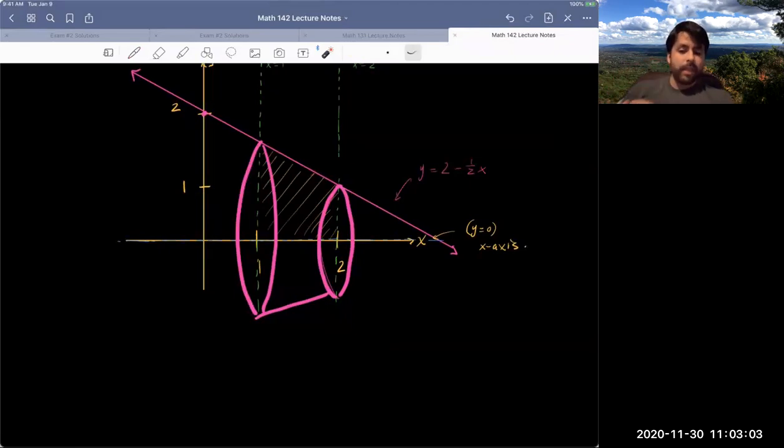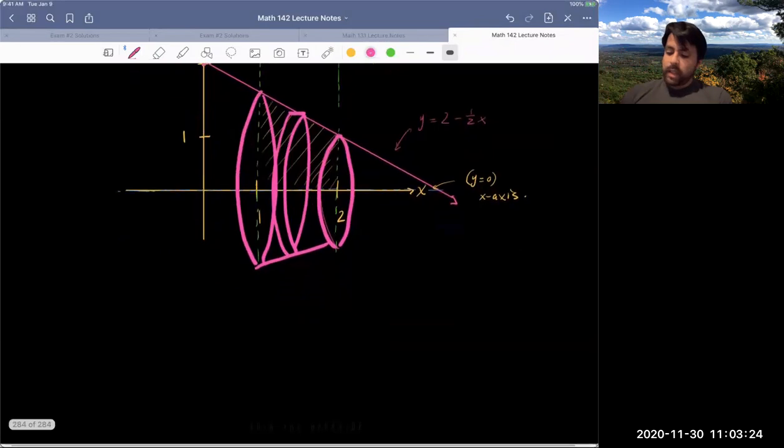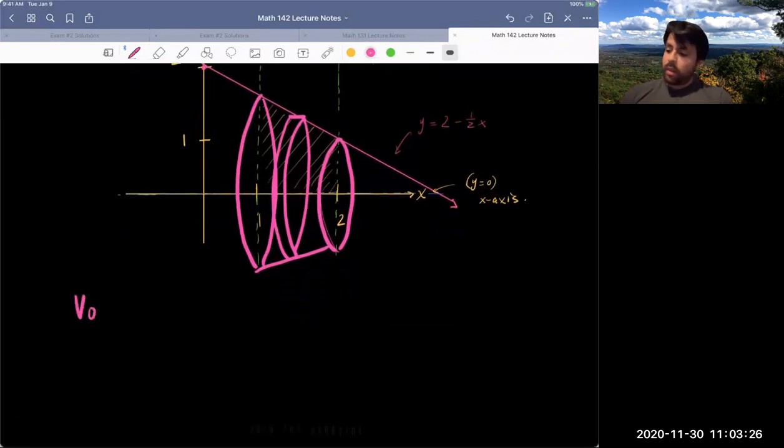But what's the idea for that? The idea is that we consider disks, right? We consider little cylindrical disks. And the idea is that we take a whole bunch of them and we sum them up. So then what's the volume of a disk? Remember, it's a cylindrical disk.